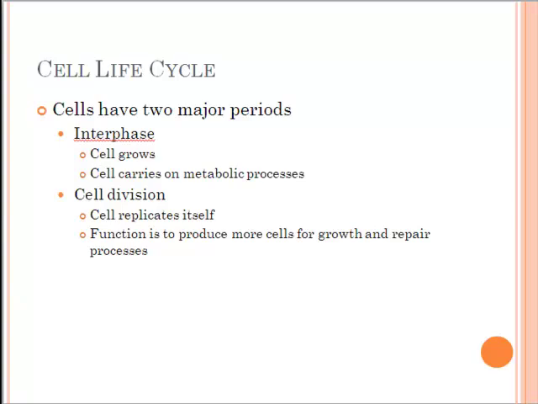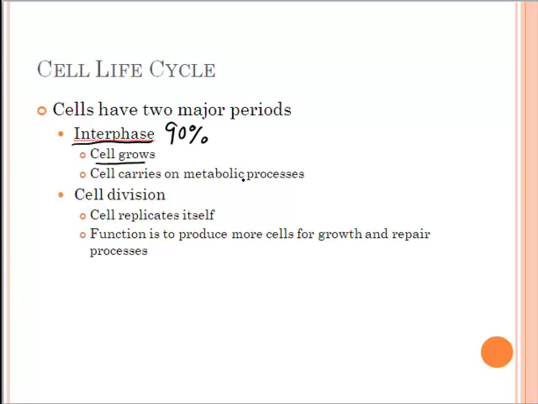If you take a cell's life, you can split it into two major parts. The first one we call interphase. This is the majority, the longest part of the cell cycle, up to around 90%. During interphase, this is when the cell is doing its normal everyday life things. The cell is going to grow. It's going to carry on any metabolic processes. If it's a skin cell, it's going to do skin cell things. If it's a heart cell, it's going to be pumping blood and doing heart cell things. That's all happening during interphase.